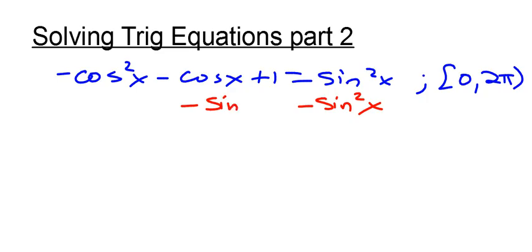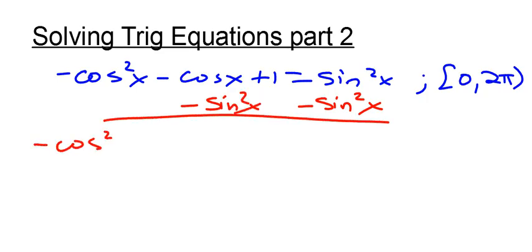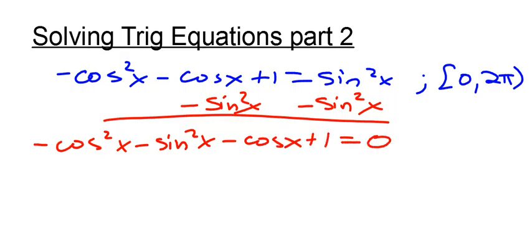Okay? Now when I do that, I get negative cosine squared of x minus sine squared of x. I always like to put my exponents first. Minus cosine of x plus 1 equals 0. Now here's my dilemma. I've got sines and cosines in this problem, right? They're not compatible. Well, we need to make all the words match in this problem.